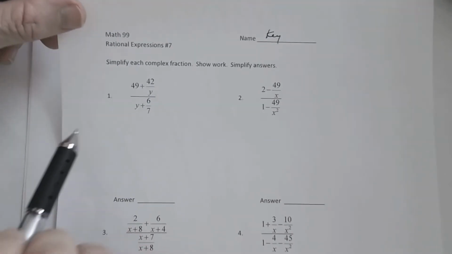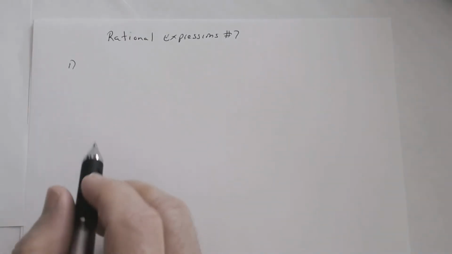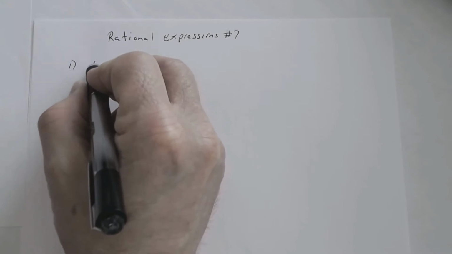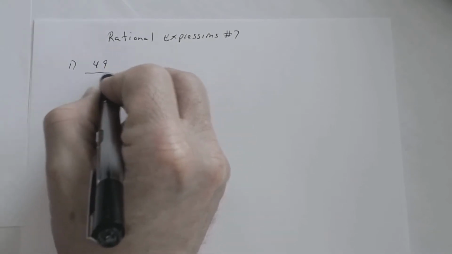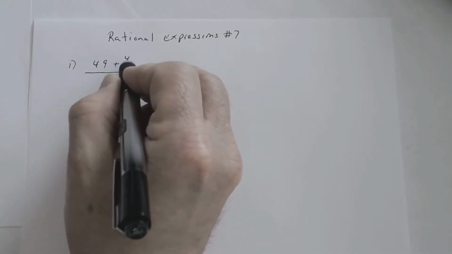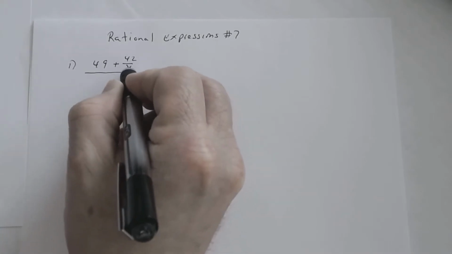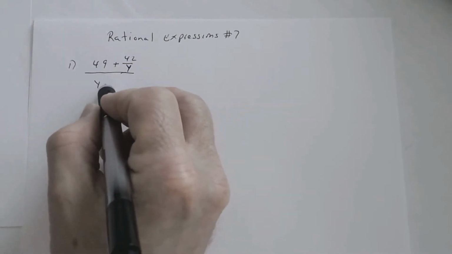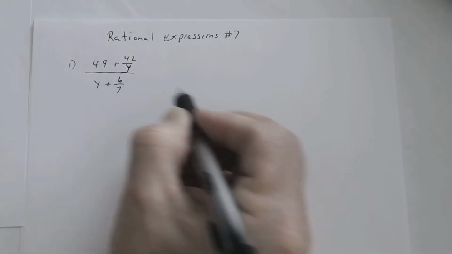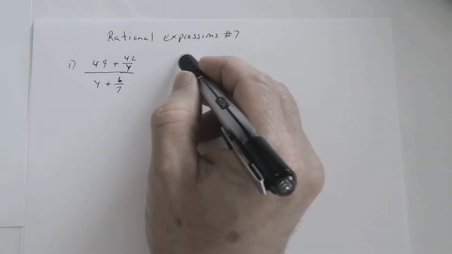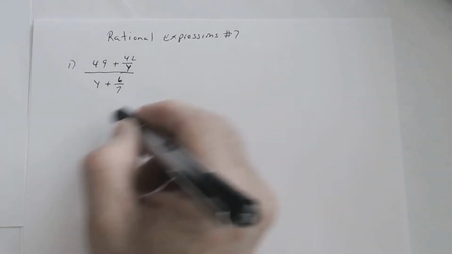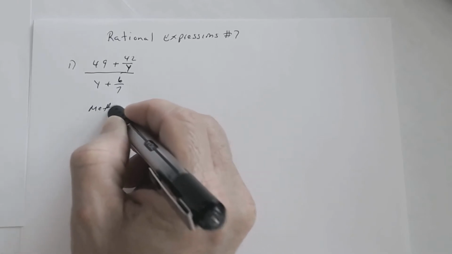All right, so let's go ahead and write this problem down, and then we're going to look at method 1. So here's the first one, method 1. So we have 49 plus 42 divided by y, and we have y plus 6 divided by 7. Okay? All right, so this is going to be method 1.